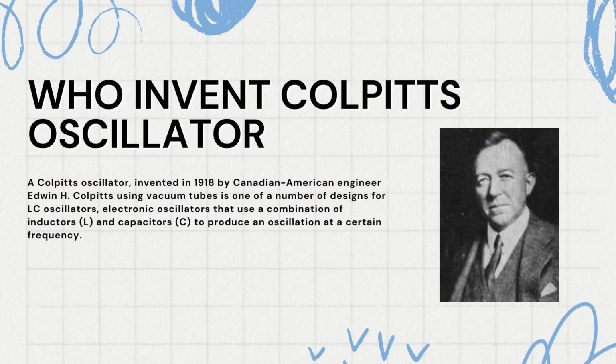Before we start, we must know who invented Colpitts Oscillator and what is Colpitts Oscillator. A Colpitts Oscillator was invented in 1918 by Canadian-American engineer Edwin H. Colpitts using vacuum tubes. It is one of a number of designs for LC oscillator, an electronic oscillator that uses a combination of inductor and capacitance to produce oscillation at a certain frequency.